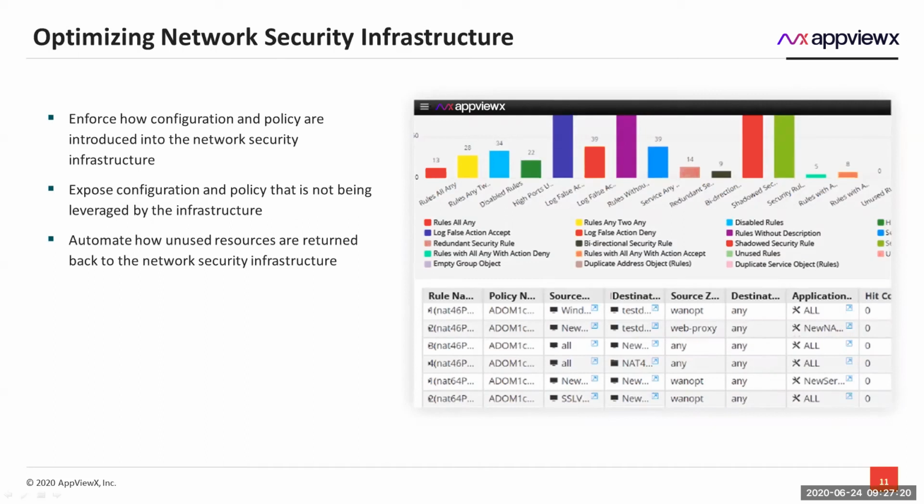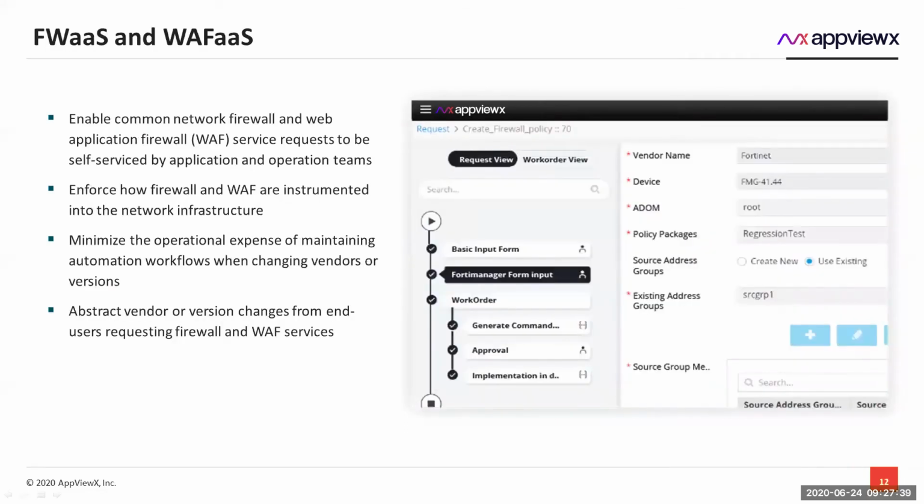So all of these things come together to provide the ability to really optimize your network security infrastructure, reducing the complexity, reducing the time and effort that it takes to manage. So talk a little bit about the firewall as a service, the web application firewall as a service. Because we can integrate, communicate, manage those infrastructure devices, you're enabled common network firewall and WAF service requests to be self-serviced by application and operation teams.